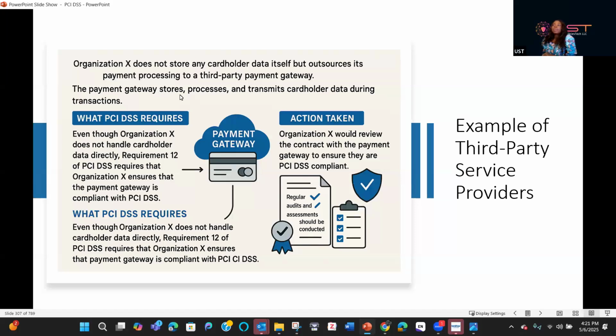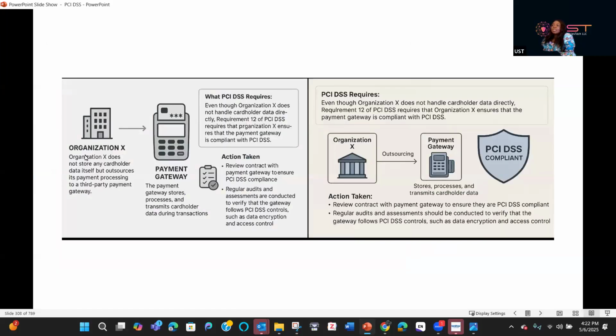The payment gateway stores, processes, and transmits cardholder data during transactions where PCI DSS is required, even though organization X does not handle cardholder data directly. Requirement 11 of PCI DSS requires that organization X ensure the payment gateway is compliant with PCI DSS. Organization X will review the contract with the payment gateway to ensure they are PCI DSS compliant. Do you see? Even though this is something we've covered already. Though the organization doesn't store the data, the requirement also ensures that the payment gateway is compliant with PCI DSS. Action taken: review the contract with the payment gateway to ensure PCI DSS compliance.